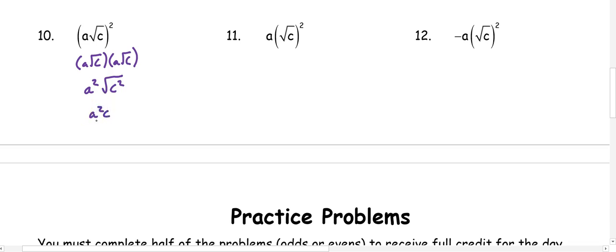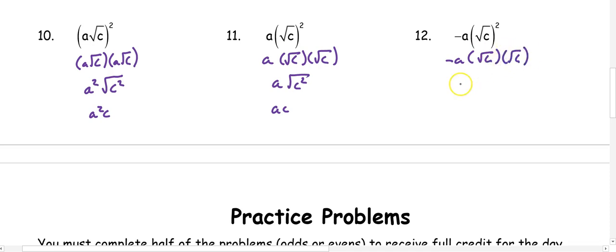In 11, the a is not in the parentheses, so we only rewrite the square root of c twice. So we have a root c squared. Remember that the square root of c squared is c, so we have ac. And our last one, number 12, negative a, and we're going to rewrite the square root of c twice. So we have negative a square root c squared. The square root of c squared is c, so we have negative ac.